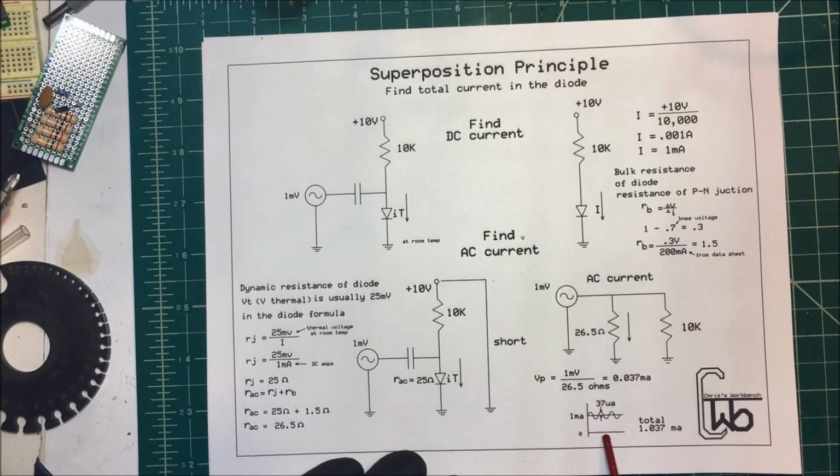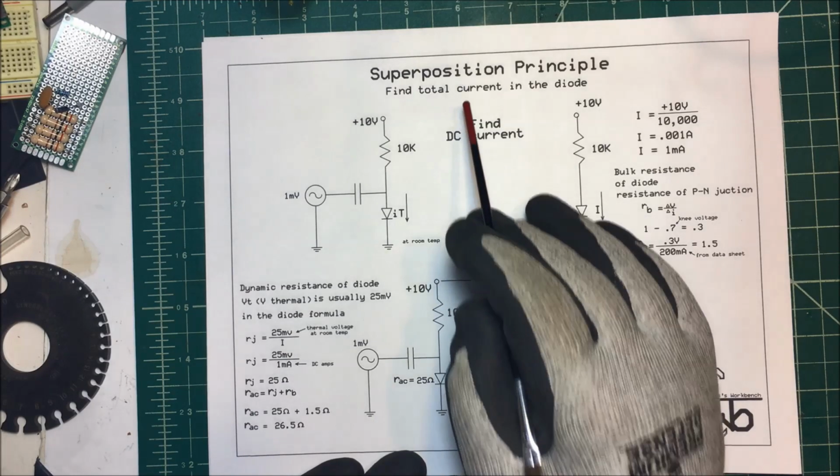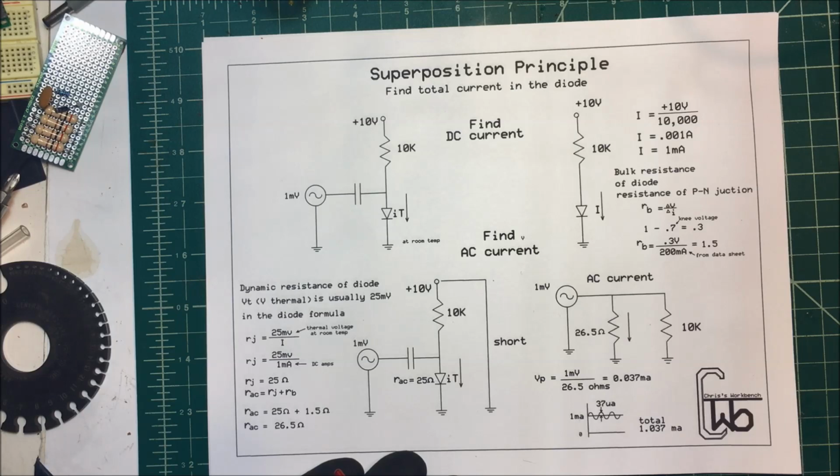Now, we just add the two together. Here's our 0 here. We have 1 milliamp coming up this way, and then we have our sine wave on top of that with a peak of 37 microamps on that. So that's our total current through the diode, and that's using the superposition principle.